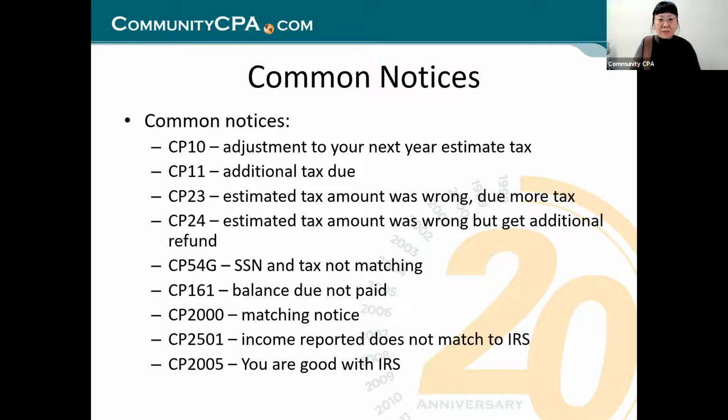CP 2000 is a matching notice, which means the IRS says to you, hey, your tax return doesn't match what I have in my records. I received the W-2 from your employer saying that you got paid $100,000 gross pay, but when you file your taxes, for whatever reason, you only have like $80,000 gross pay. That's wrong, not matching, and you get a CP 2000 notice.